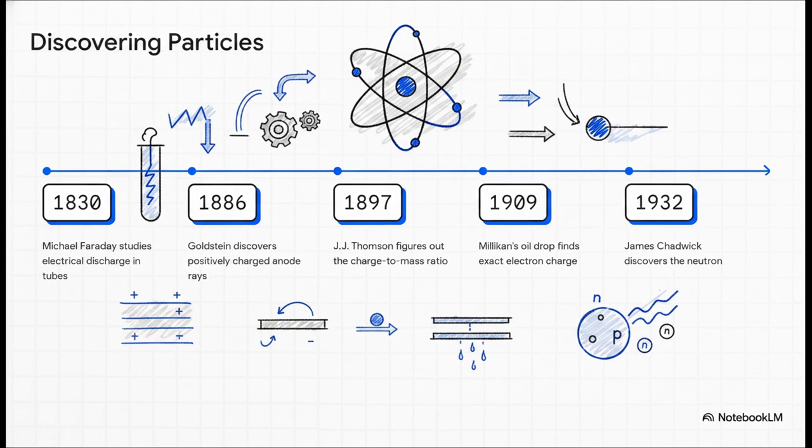In 1830, Michael Faraday started playing around with electrical discharge in tubes. Decades pass, and in 1886, Goldstein discovers positive anode rays. Fast forward to 1897, J.J. Thomson figures out the charge-to-mass ratio. Then, Millikan literally drops some oil in 1909 to find the exact charge of an electron, and finally, 1932 में, James Chadwick finds that missing puzzle piece, the neutron. एक के बाद एक discoveries, pushing the boundary.